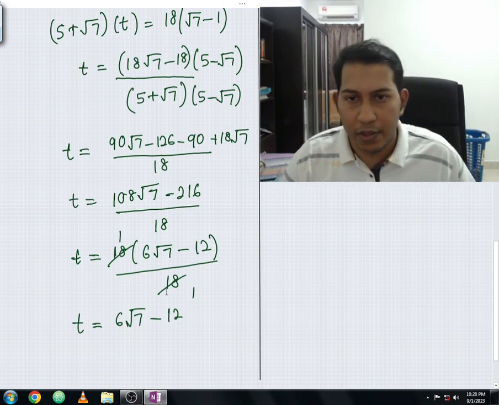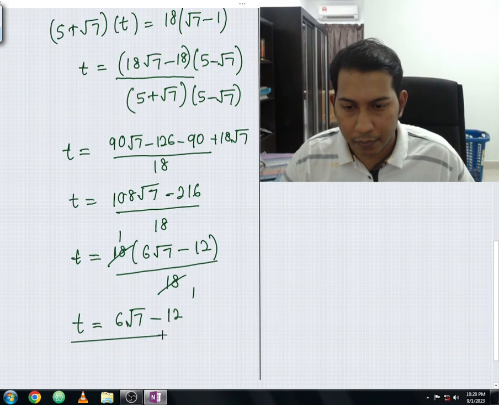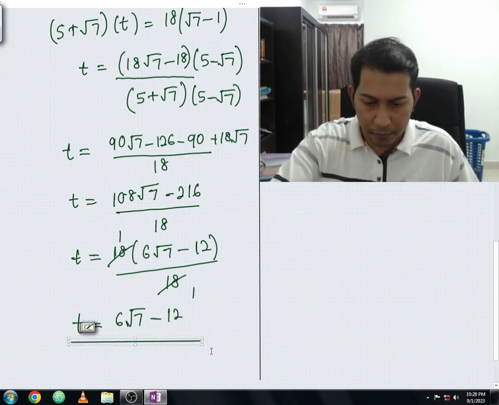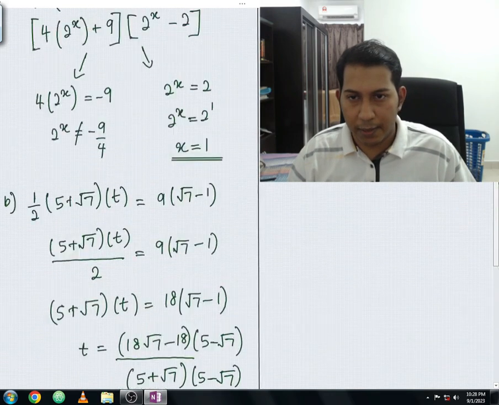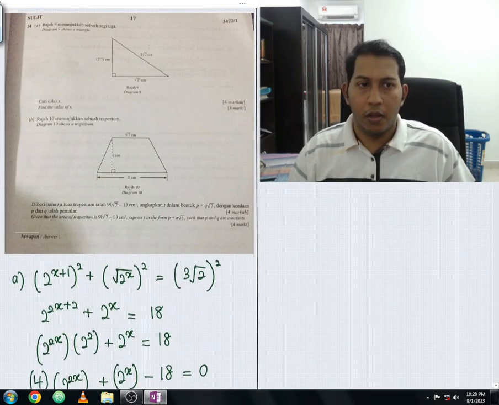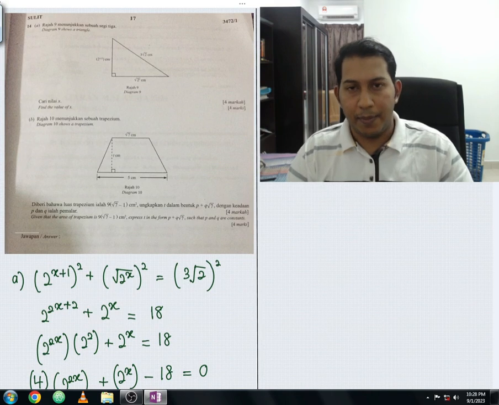So let me underline the solution for question part B. Okay, so let me scroll the question up. So that is all for my discussion for question 14, SPM 2021 Add Maths Paper 1.